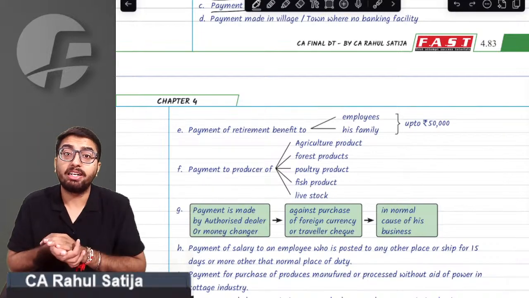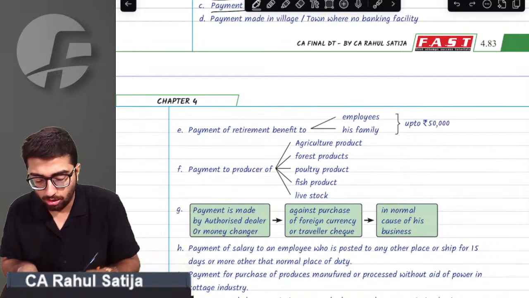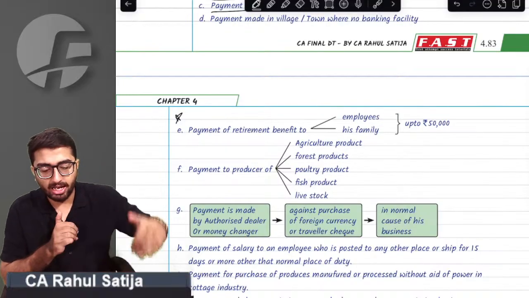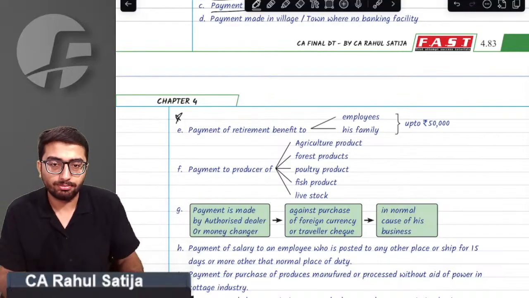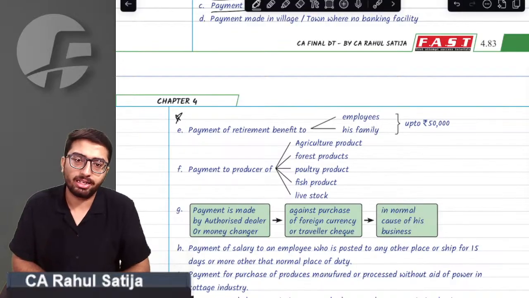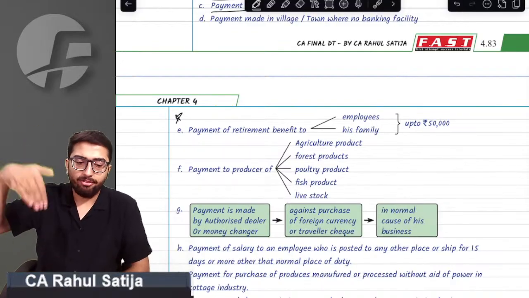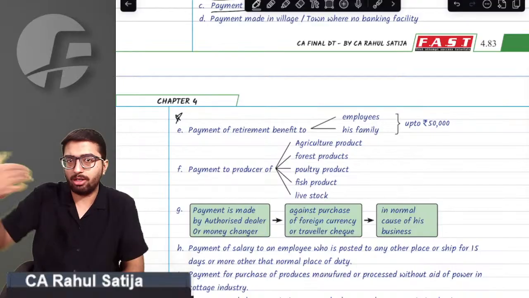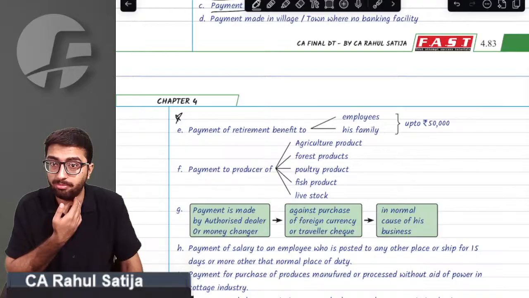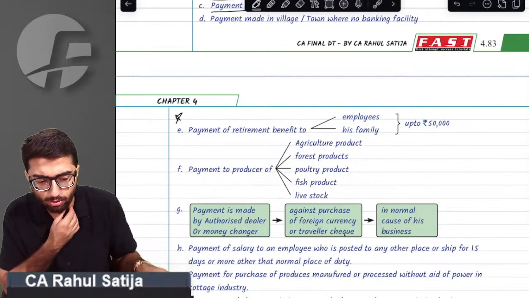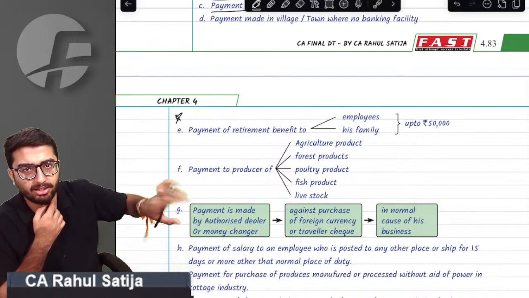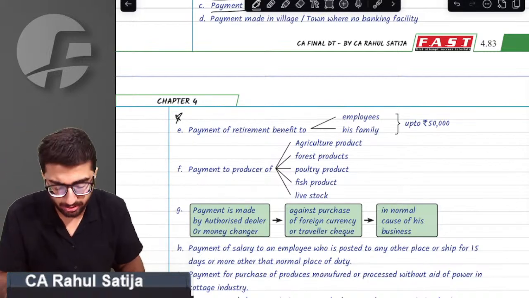Sir, if we are paying retirement benefit, very important point, this is normally tested in exam. If you are paying any retirement benefit to employees or their family members, but it is up to 50,000 rupees, then it can be paid in cash. Up to 50,000 we can pay in cash, otherwise it shall become disallowed. Beyond that, it shall be disallowed if I pay in cash.